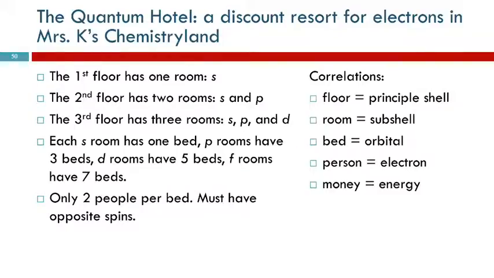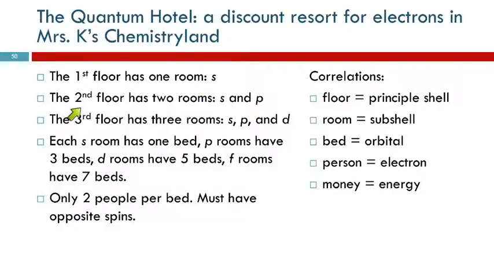So in this hotel, this would probably be located in Las Vegas because there they have some pretty strange architecture, right? They have one that's shaped like a pyramid. This would be shaped kind of like half of an inverted pyramid. So the first floor in this quantum hotel has one room. And that's called the S room. It's on the first floor, so that's 1S.